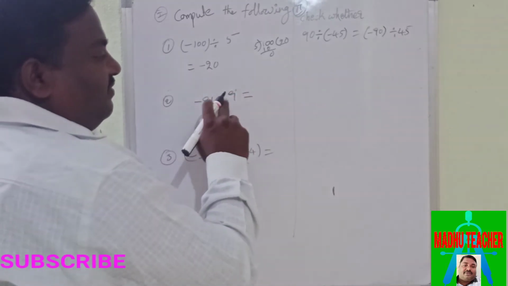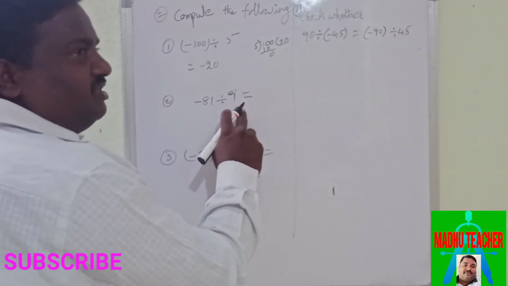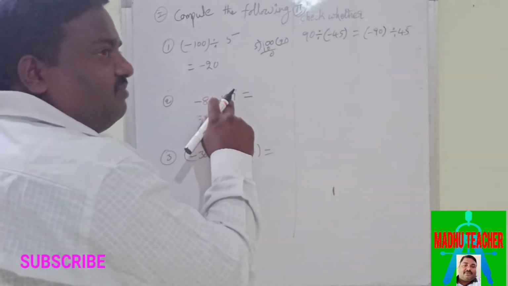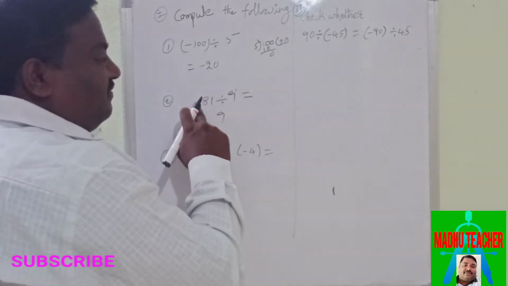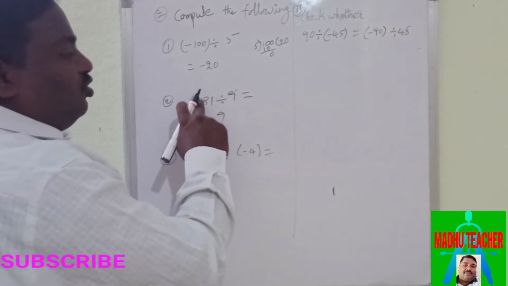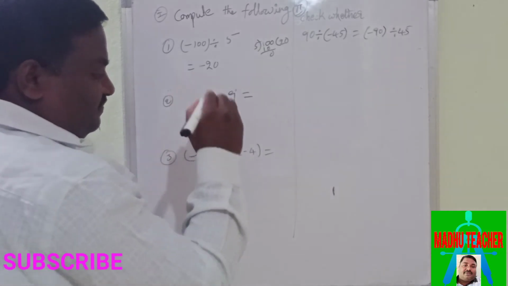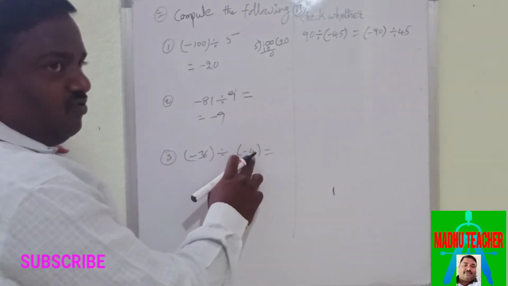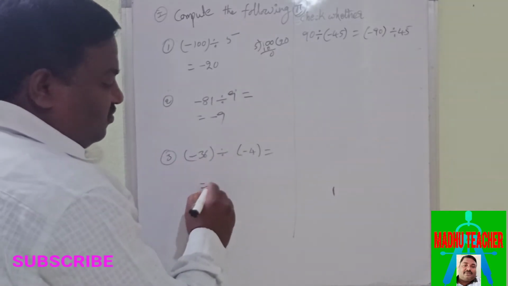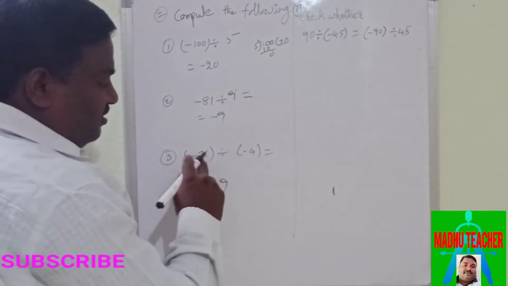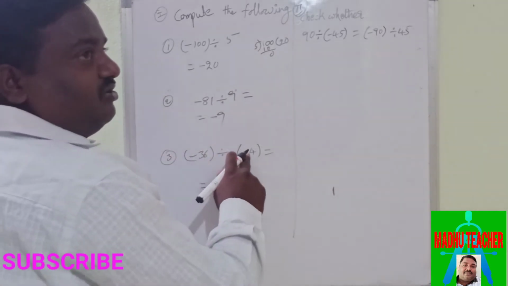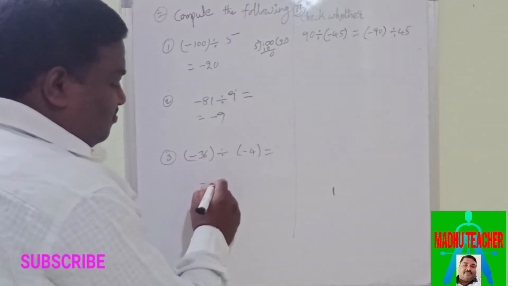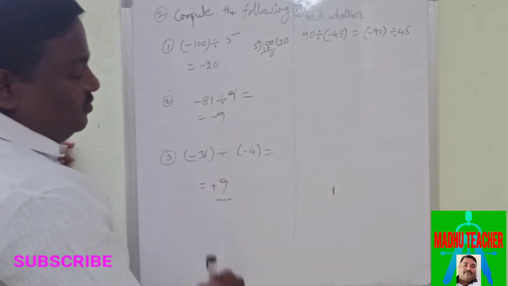Again, -81 divided by 9. 9 9s are 81, so it gives 9. A negative integer divided by positive integer: division of negative by positive is negative. Next, -36 divided by -4. 36 divided by 4 is 9, since 4 9s are 36. A negative integer by negative integer: division of two negative integers is positive. So plus 9 is the answer.